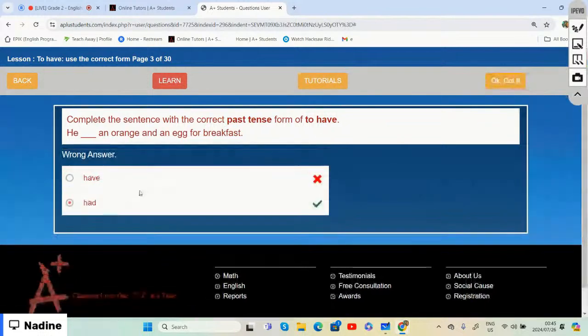Oh, we had, because they want us the past. Sorry, they want the past tense. I didn't check this. They want it in the past tense. It's actually we had.